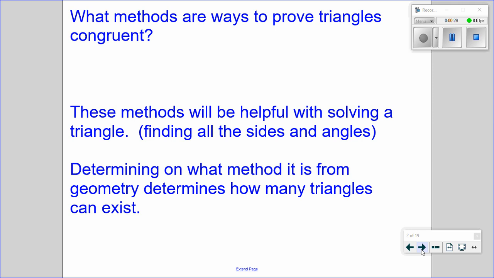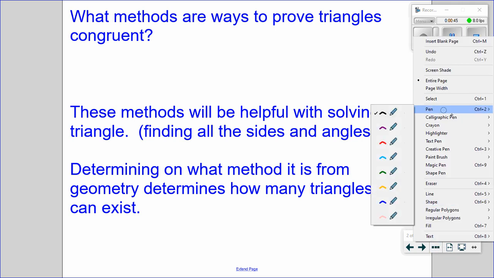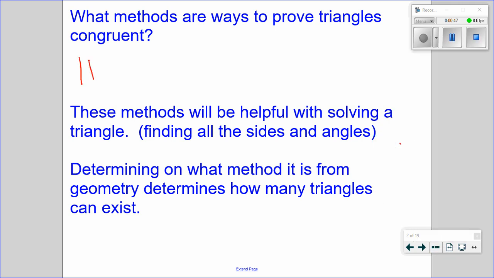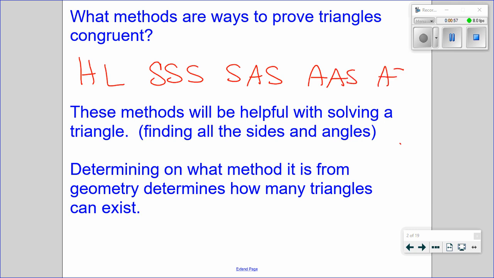See if you can take a second and think or write down the 5 ways to prove triangles congruent. Okay, so we have 5 of them. We have HL, which is hypotenuse leg. We have SSS, SAS, AAS, and ASA. So those are the 5 methods to prove triangles congruent.